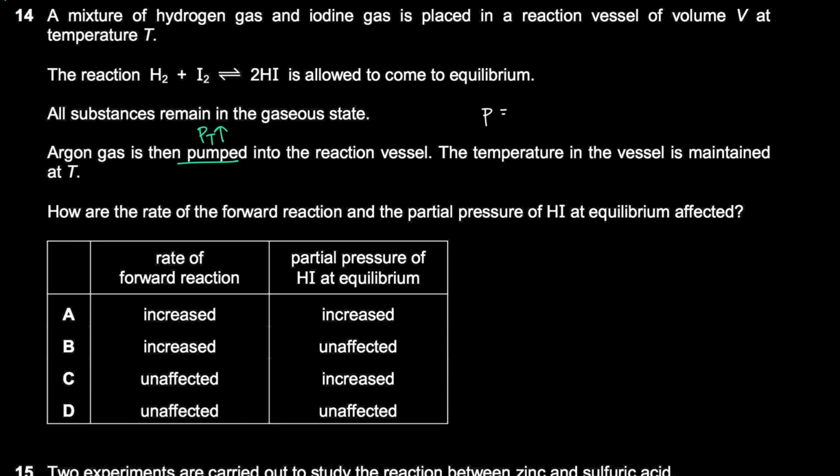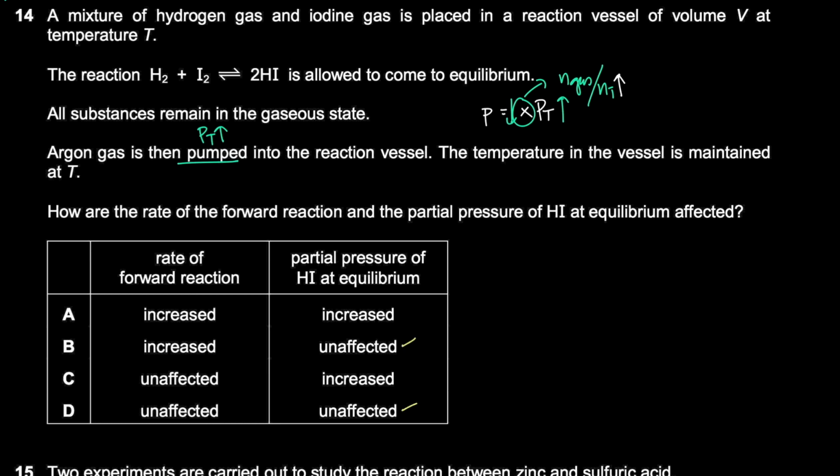Furthermore, the partial pressure is the mole fraction times the total pressure, and we know that the mole fraction is the number of moles of gas divided by the total number of moles. When argon is pumped in, the total number of moles of gas increases, which means the mole fraction decreases, but at the same time the total pressure is increased by the same proportion. So the decrease in mole fraction and the increase in total pressure cancel each other out, so the partial pressures for all the gases remain constant. So the partial pressures of HI, hydrogen and iodine are unaffected.